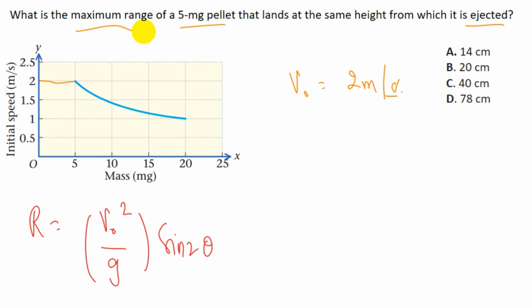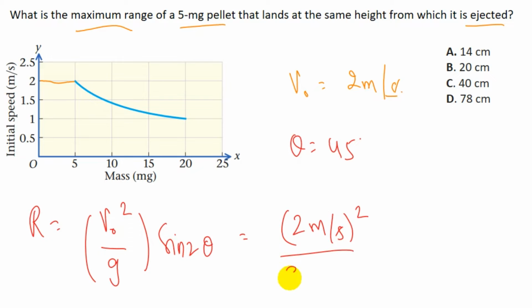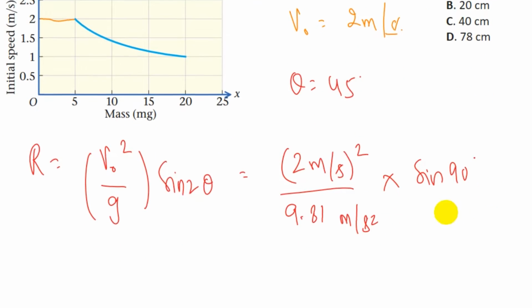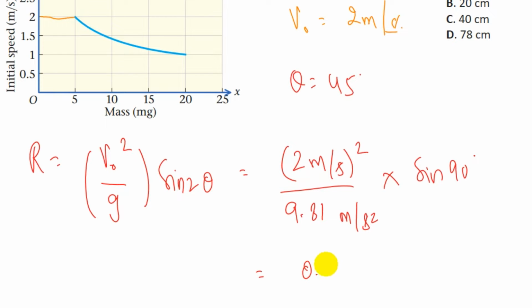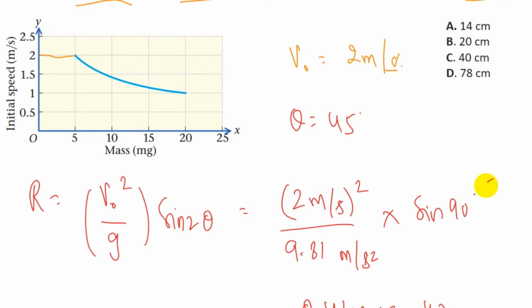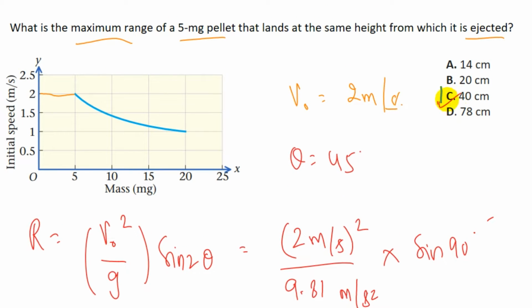Now we have to find the maximum range, and for maximum range theta is 45 degrees. So put all the values here. V0 is 2 meter per second and its whole square, divided by g which is 9.81 meter per second squared, times sine 2 theta. So it becomes sine 90 degrees, and sine 90 degrees is 1. Further solving we'll get this value to be 0.41 meter, which is approximately 40 centimeter. Therefore, if you see the options, the option C is matching.